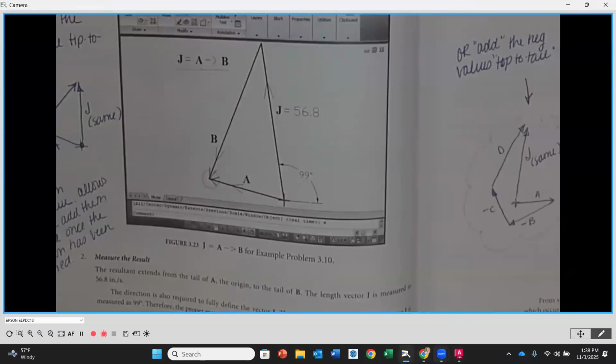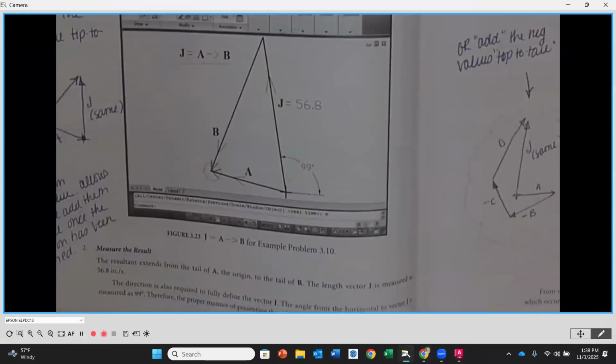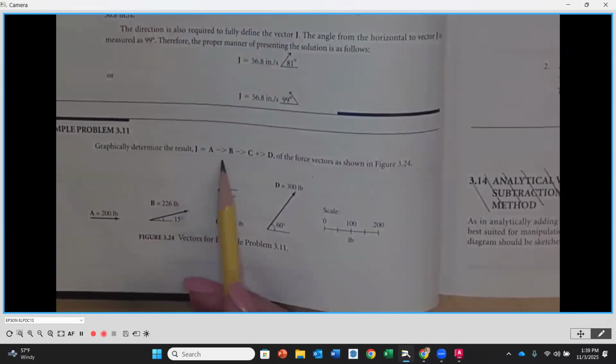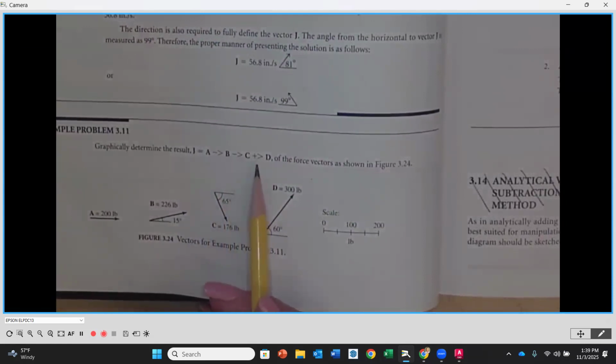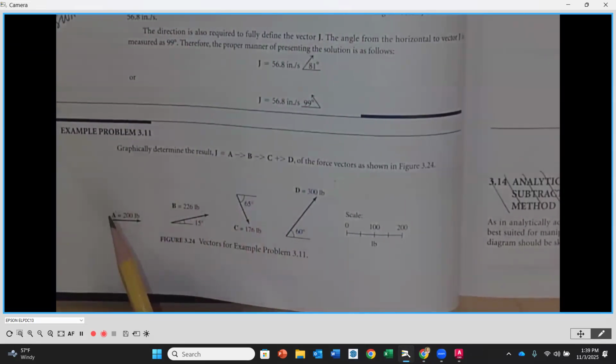If we go back here, we should have example 311. So our next example 311, you're going to notice, is at the bottom of that same page 56. And this time we have 1, 2, 3, 4 vectors, okay? If we look at the vector equation here, it's going to be A minus B minus C plus D, okay? So first things first, we are going to first draw the vectors in their positive direction, okay? And then we'll deal with the negatives when we set up our equation.